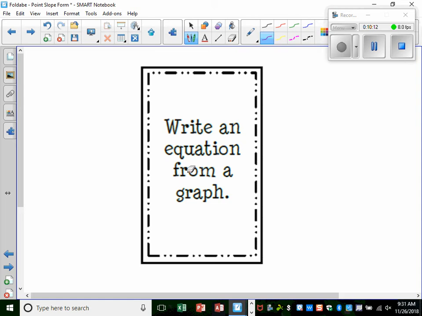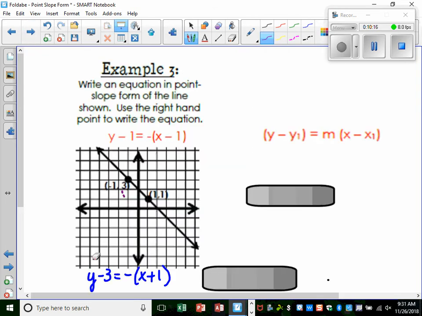All right. Here's a different situation. Write an equation from a graph. So what if you're given the graph? Here's the graph right here. And now they're telling us to put this in point slope form. This one says use the right hand point, which would be this point right here. But we're going to do both because I want you to be able to do both.